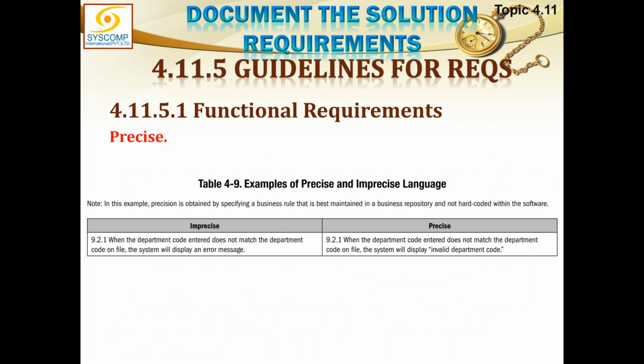Imprecise language is when the department code entered does not match the department code on file, the system will display an error message. Now, what error message are you talking about? This is not precise. You must specify exactly what error message will be displayed. So it says, when the department code entered does not match the department code on file, the system will display invalid department code. That is a very precise and clear message.